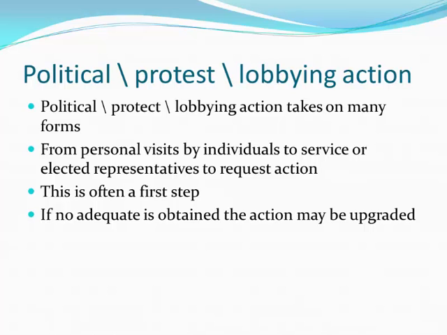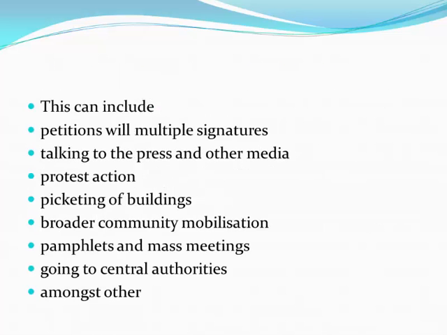And so these visits are a first action we might take if there's a request for, for example, improvement in water quality, improvement in resources, or improvement in flood protection or drainage, so that the stagnant water doesn't sit there, which is a risk to the children. So a first step might be to go and visit and to request certain actions. If these requests are not met, then action can be upgraded. And that upgrading of action can include petitions and multiple signatures, talking to the press and other media, and can include direct protest action.